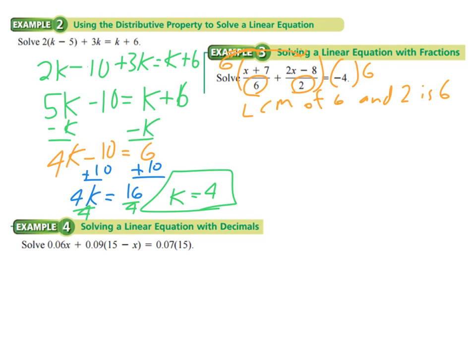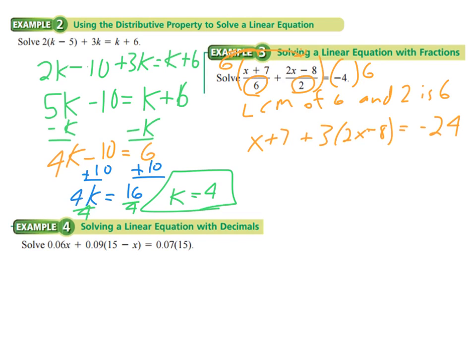When it multiplies the (x plus 7)/6, the 6 will just cancel. When it multiplies the 2x minus 8 by 6, the 6 will get cut in half, so it's really just 3 times the 2x minus 8. And then the negative 4 times 6 will be negative 24. It's very common, and honestly I just about did it myself just there, to forget to multiply the other side of the equation by the 6 because we spend so much time with those fractions.